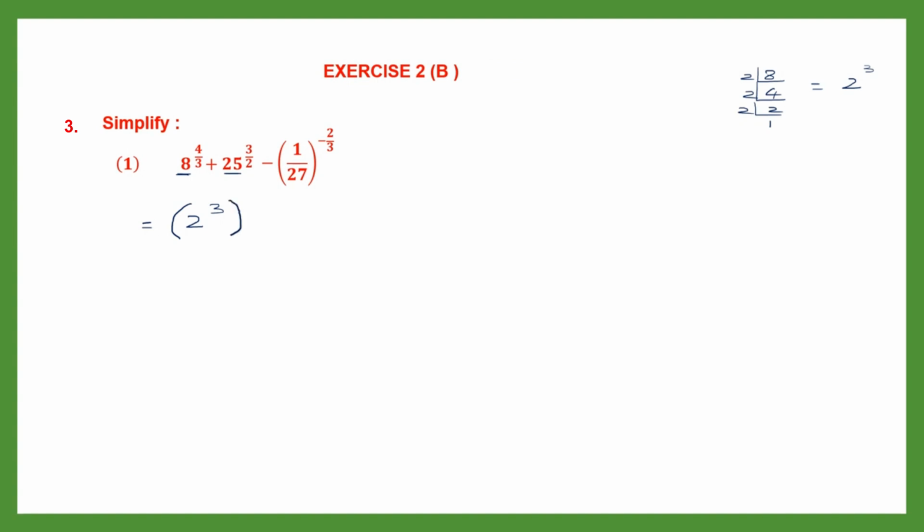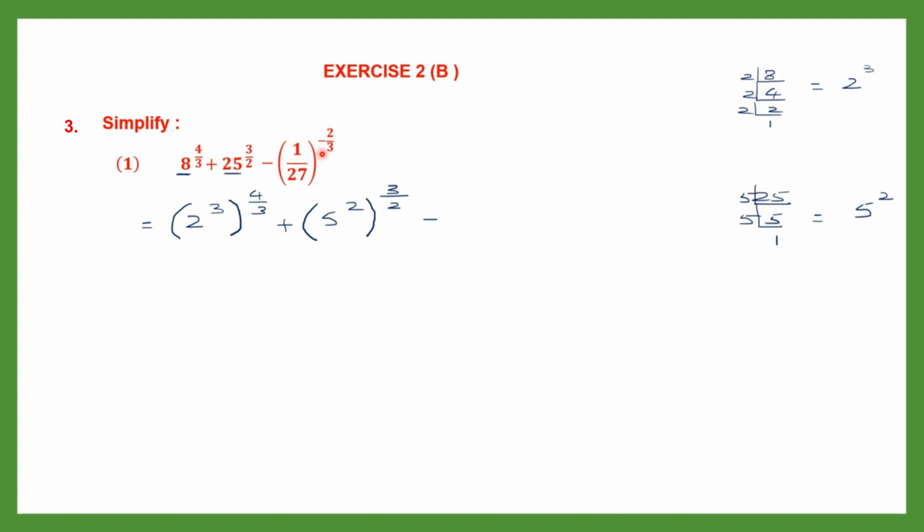3. Now that is raised to the power of 4 by 3 divided by, now 25, let's find for 25 now, 5 5s are 25, then 5 1s are 5. So the prime factors here will be 5 to the power of 2. So plus, instead of 25, we're going to write 5 to the power of 2. And that whole thing is now raised to the power of 3 by 2 minus, now this is 1 by 27 to the power of minus 2 by 3.